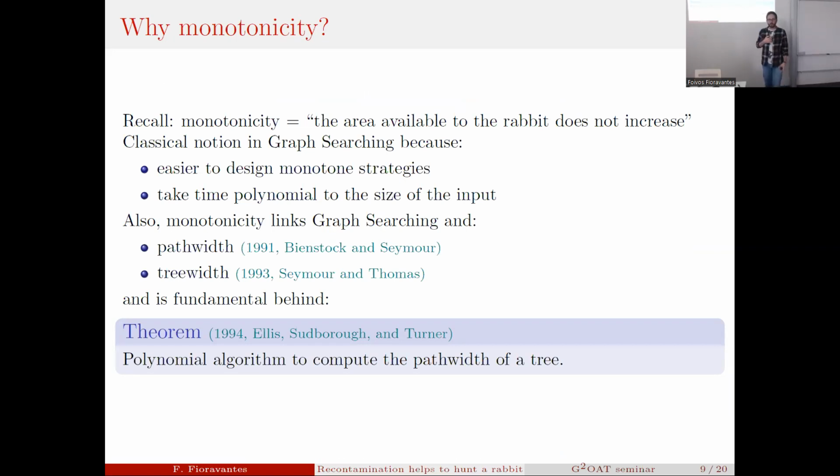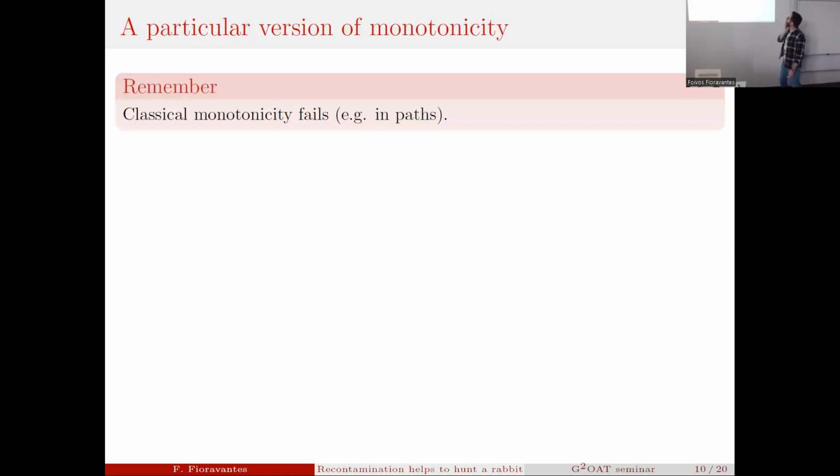And they provide strategies which take polynomial time, meaning that we can place these problems in NP. Also, it is the core argument behind the connection between graph searching games and graph structural parameters such as path width and the tree width. And it is the core idea behind the polynomial algorithm to compute the path width of a tree. So, useful notion. Now, path width of a tree.